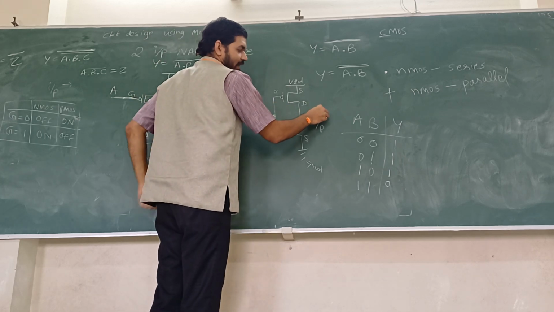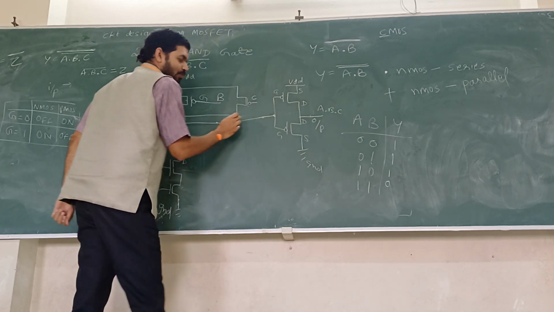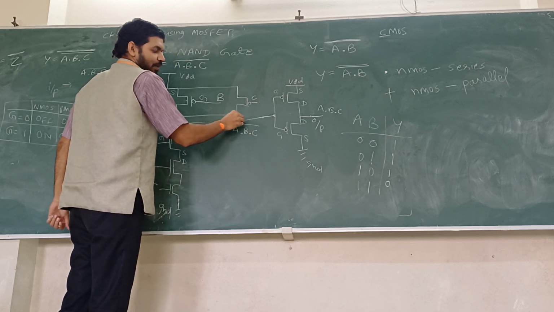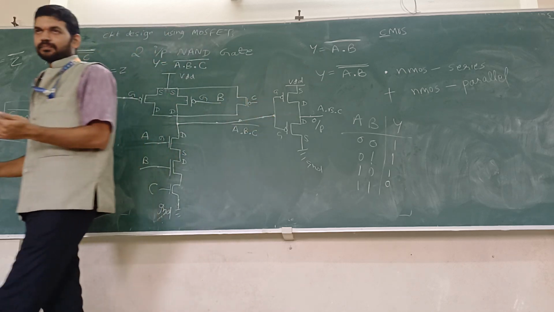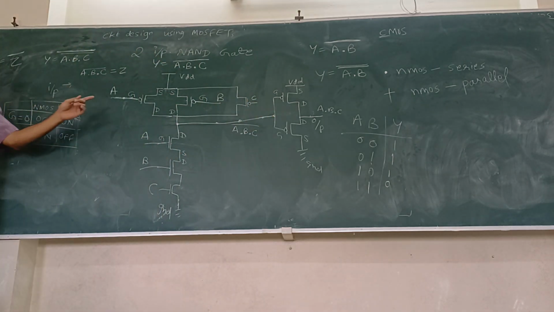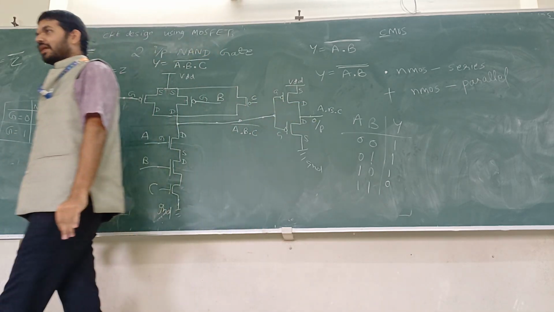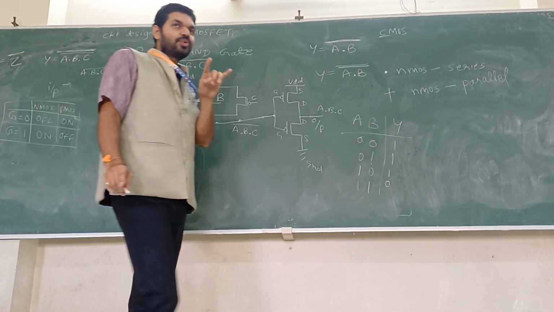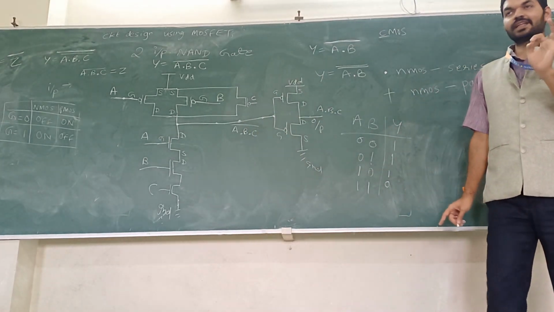So the output I get here is A dot B dot C whole bar. That is given as input to the inverter, so that it inverts again, and I get the output A dot B dot C. Now what you have to do is, based on the same concept, you design a 2 input NOR gate, okay, and a 3 input OR gate.